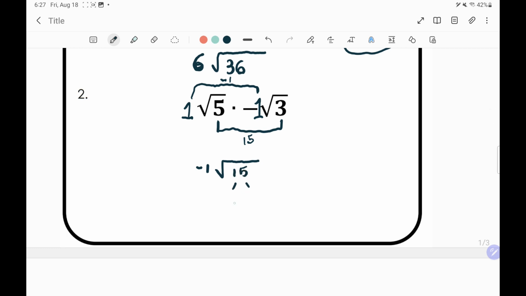Now, let's simplify 15. It gives me 3 and 5. Now, can I take anything out? No. So my answer for this one is just going to be negative 1 square root of 15, or negative square root of 15.